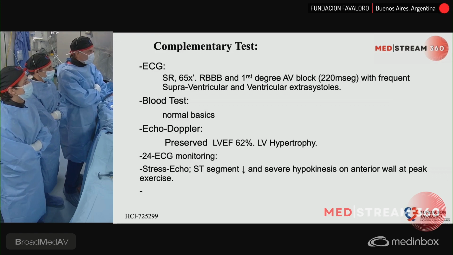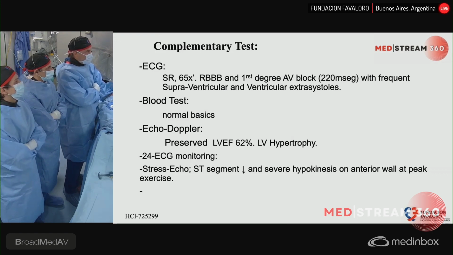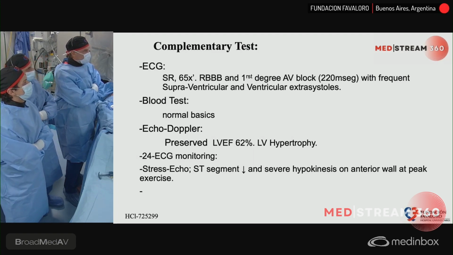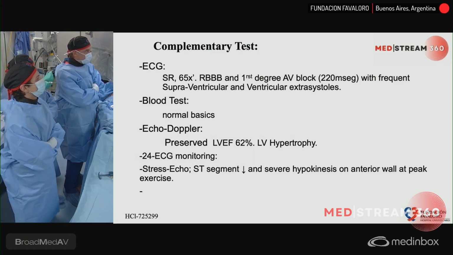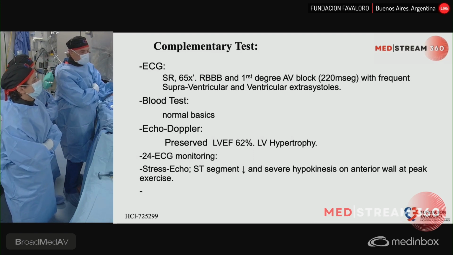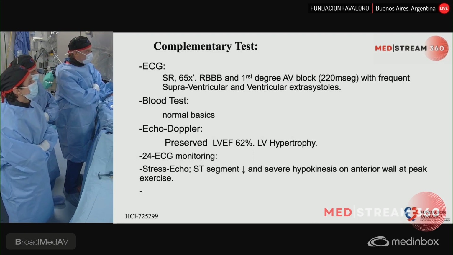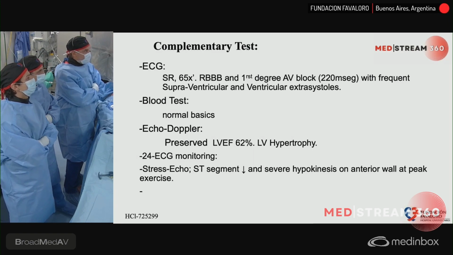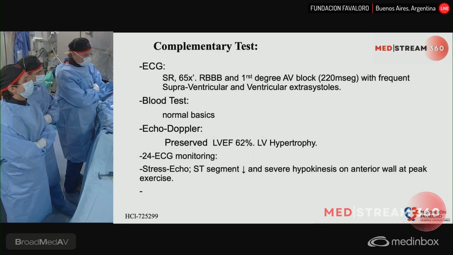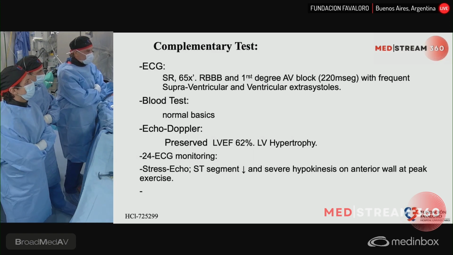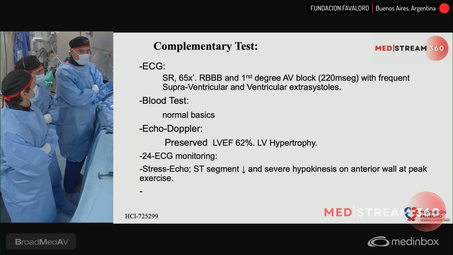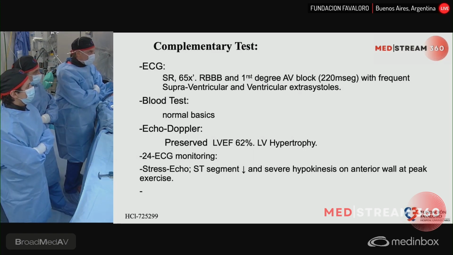On the 24-hour Holter monitoring, there are some extra beats that I will show you in the next slide. On the stress echo, he presented angina and also a significant ST depression at the maximum effort. So that's why the stress test was stopped, with a significant hypokinesis on all the anterior and anterolateral wall.